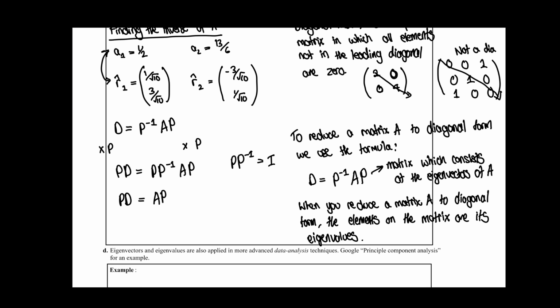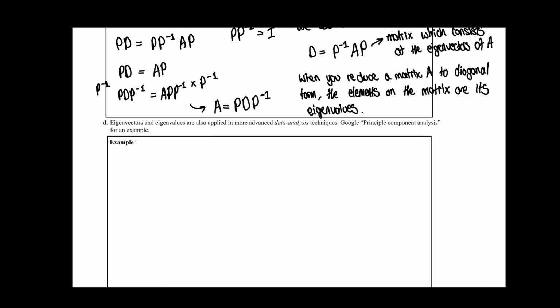Now what we are going to do is multiply by P inverse. So that gives us PD P inverse is equal to AP P inverse. So A is equal to P multiplied by D multiplied by P inverse. Of course, this still isn't the inverse matrix of A.